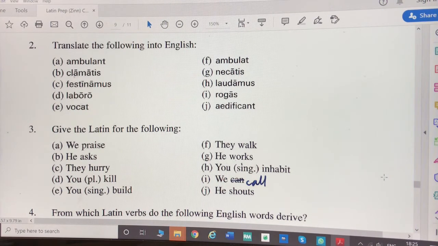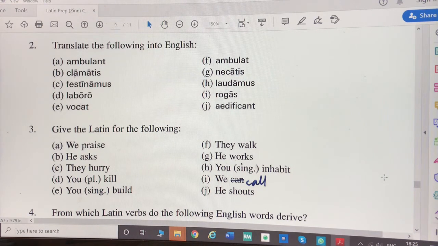Amo, amas, amat, amamus, amatis, amant. I love, you love, he, she, it loves, we love, you love, they love. It's the first person plural we're looking for, the fourth in the list. Amo, amas, amat, amamus. If amamus means we love, laudamus will be the answer for we praise.